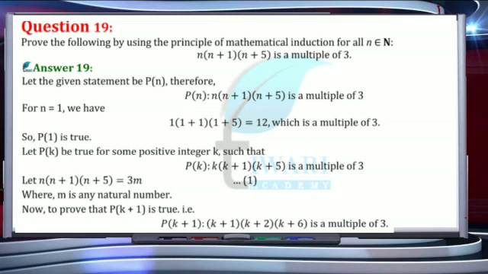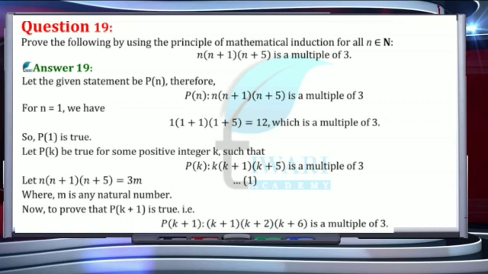Next, question number 19 is: prove by PMI, for all n belonging to the naturals, that n (n plus 1) (n plus 5) is a multiple of 3. Students, for any number to be a multiple of 3, if we are able to show that 3 is common in the whole expression, that means that whole expression becomes divisible by 3, or a multiple of 3. So our target is to make 3 common from the whole expression.